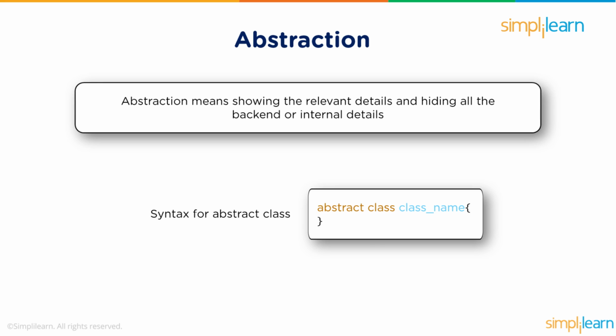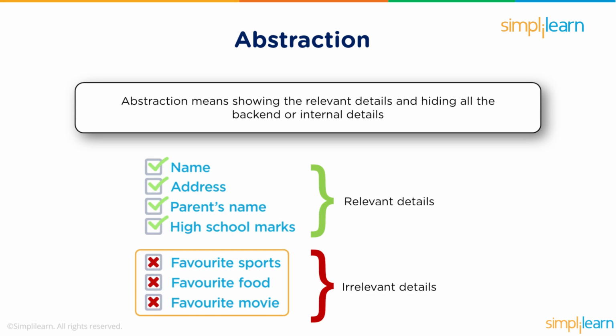Now let's take an example. For admission to a college, the information that is relevant are name, address, parents' name, and high school marks. Favorite sports, food, or movie are irrelevant for admission, but this information may be relevant to join a club in college. Now let's have a look at an example to understand abstraction using Java code.